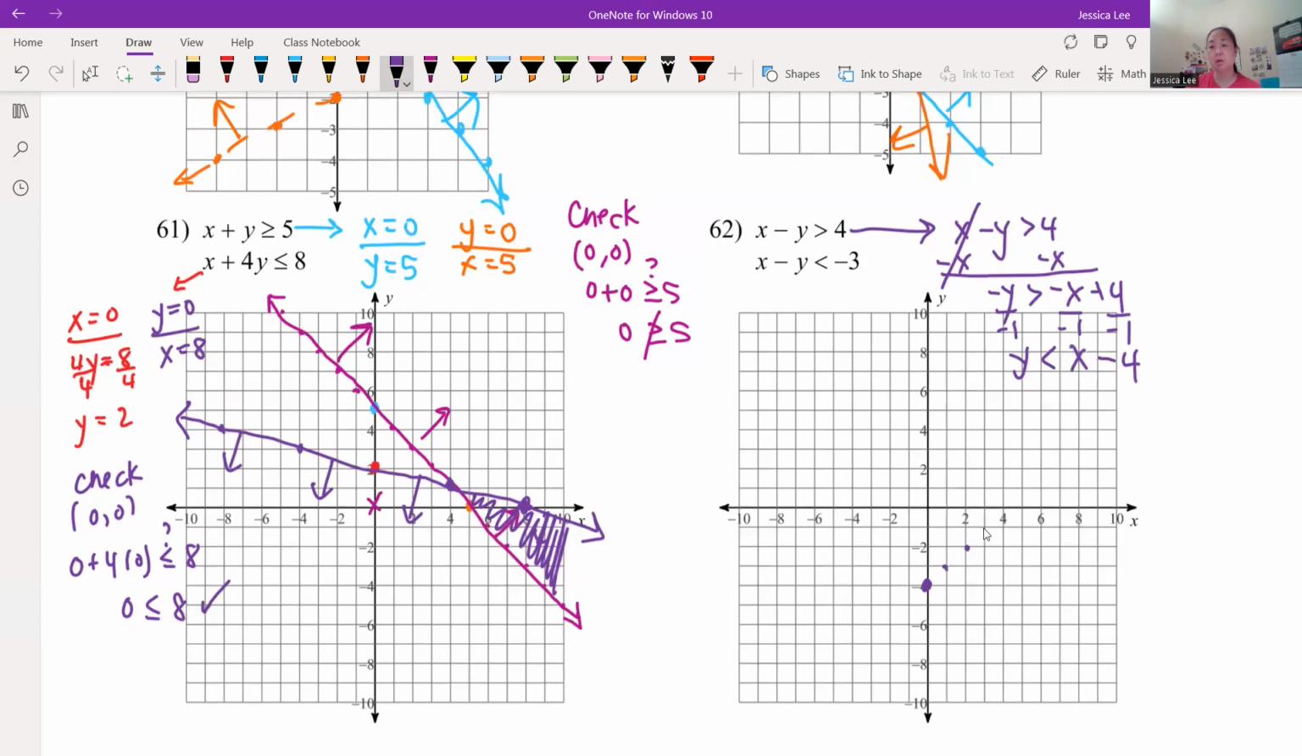Slope is 1. So here, slope is 1. Oh, that's weird. It's going to be dashed. Okay, so I know where I'm going. Here's my dashed line. Because y is less than, we're going to go below. Again, if you wanted to check the solution, you could plug in 0, 0. 0 is less than -4? Is that true? 0 is not less than -4, so 0, 0 is not a solution. And you see how we're pointing on the other side.